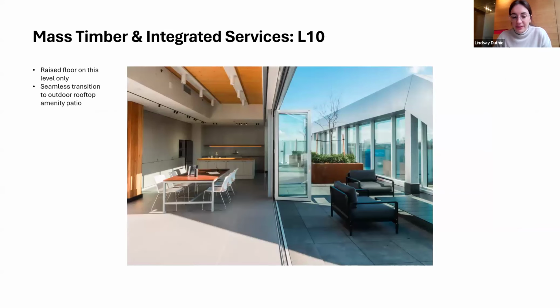We do have one level that has a raised floor. This is on our level 10. This is a unique condition. It really just was implemented to allow us to have that nice seamless transition out to the rooftop amenity patio deck there. So you can see an image here of our rooftop amenity space.